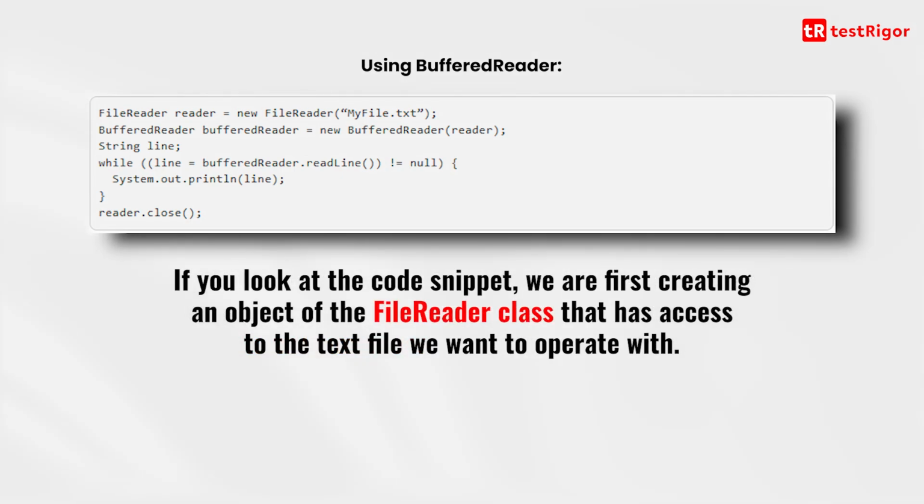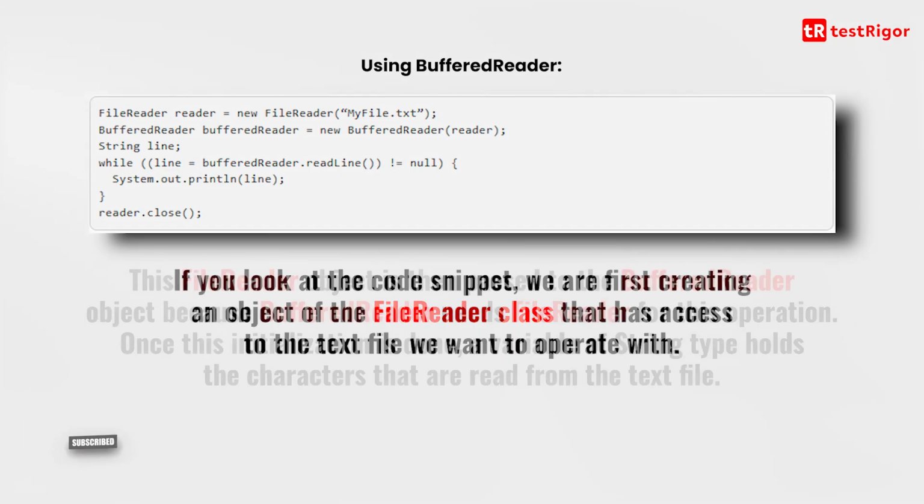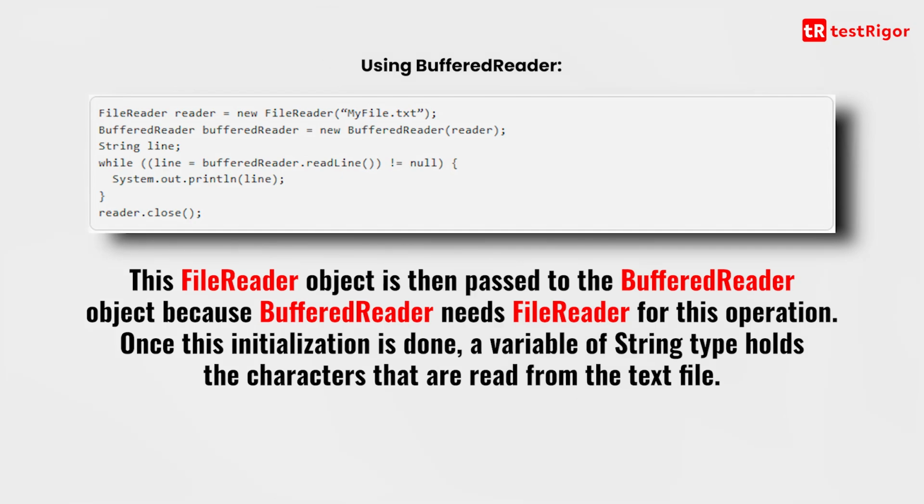If you look at the code snippet, we are first creating an object of the FileReader class that has access to the text file we want to operate with. This FileReader object is then passed to the BufferedReader object because BufferedReader needs FileReader for this operation. Once this initialization is done, a variable of string type holds the characters that are read from the text file.